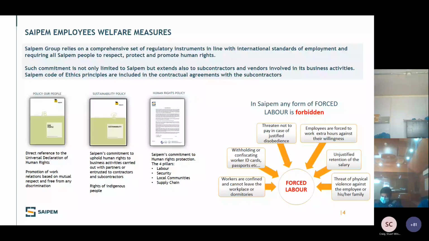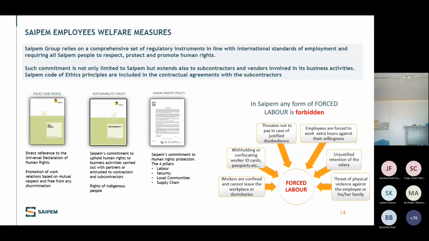In SAIPAM, any form of forced labor is forbidden. Threatening not to pay in case of justified disobedience. Employees being forced to work extra hours against their willingness. Threats of physical violence against the employee or his family. These are only a few subjects that have been covered by these procedures and policies.